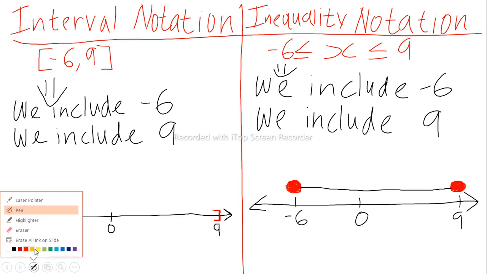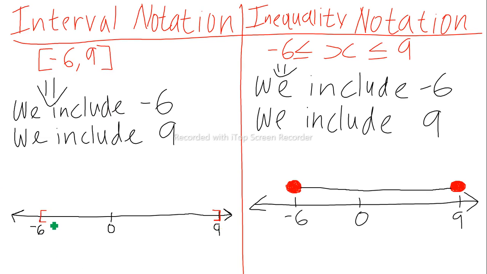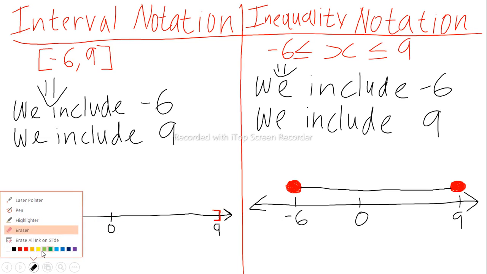Now, we are considering all the numbers that are in between -6 and +9, but we also include the endpoints. Oopsies, sorry, I should not allow that green to go over. So let me do it again.